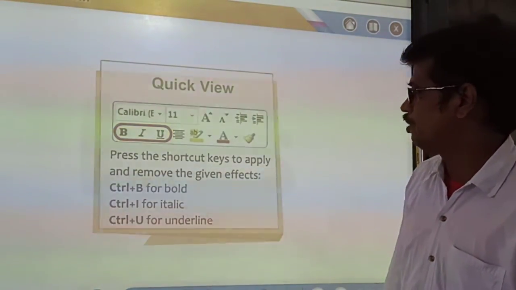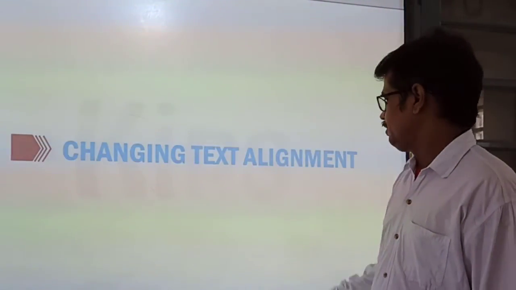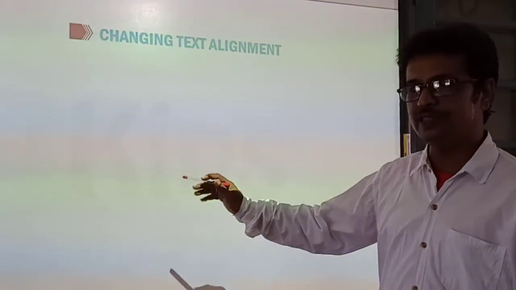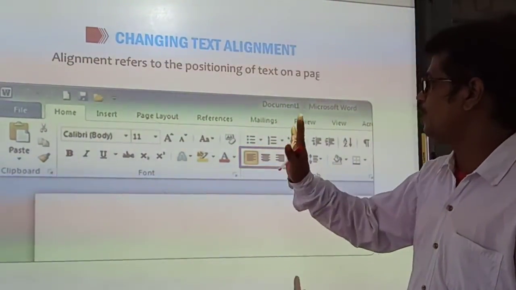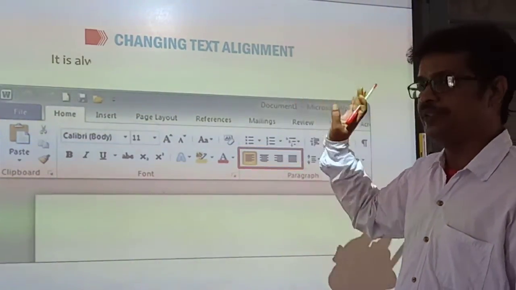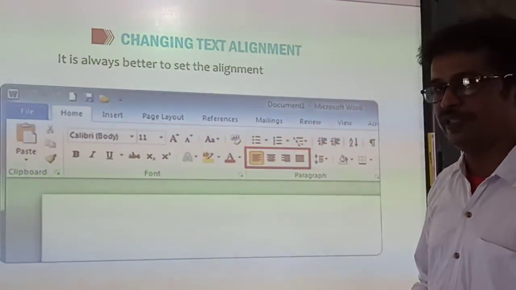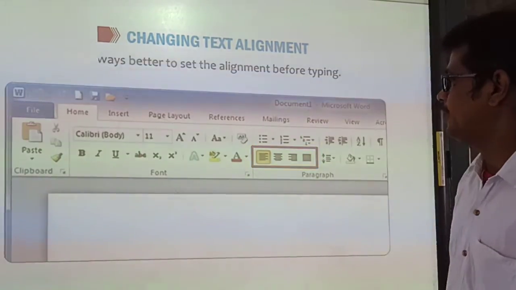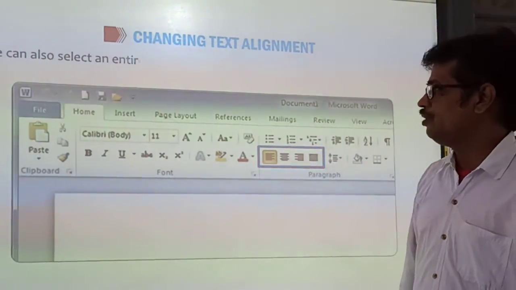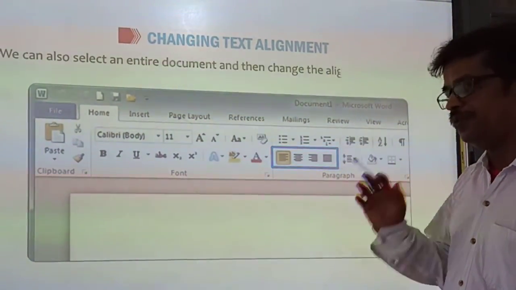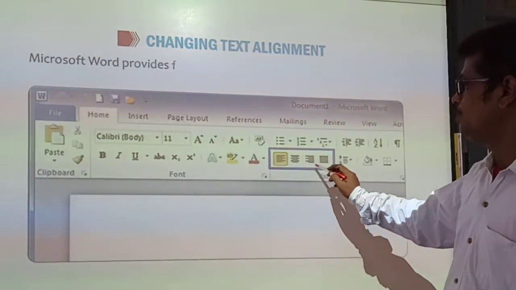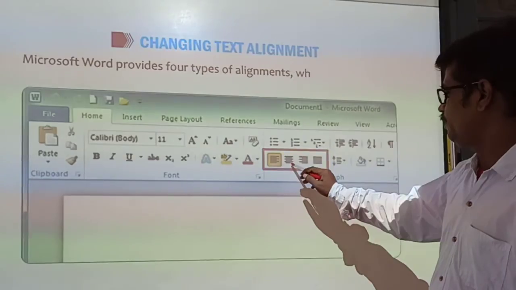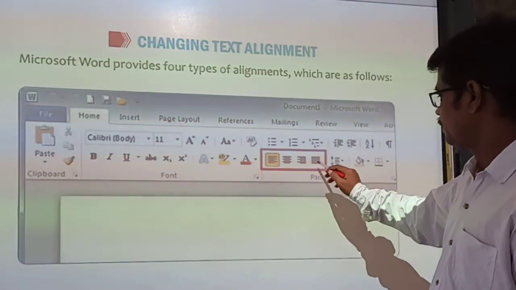Okay, now let's move forward in this chapter. Now changing the text alignment. Students, this is very important. These all are called alignment tools. There are 4 types of alignments. Alignment refers to the positioning of your text on the document. Okay. Now let's see how you can do the alignment. We can do the alignment before writing or after writing. These are the 4 alignment tools: left alignment, center alignment, right alignment and justify.